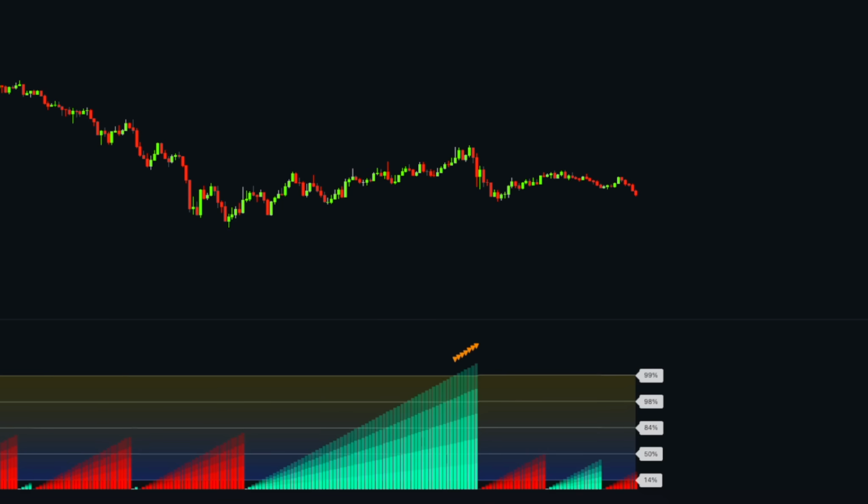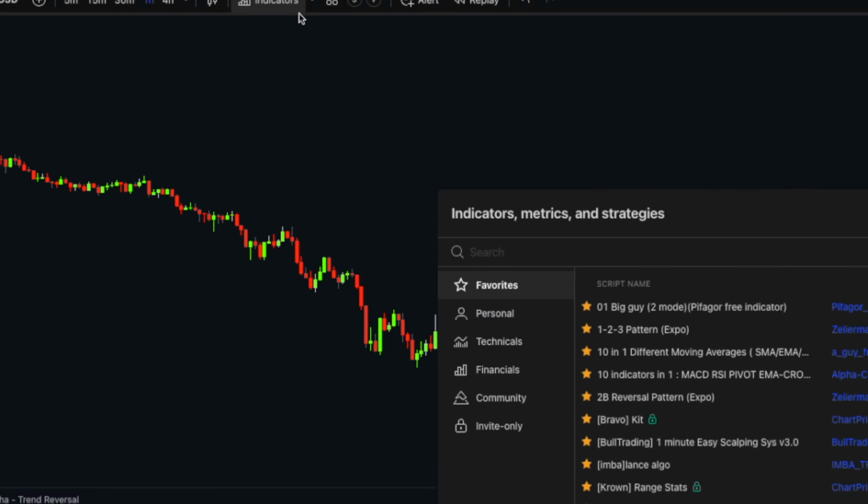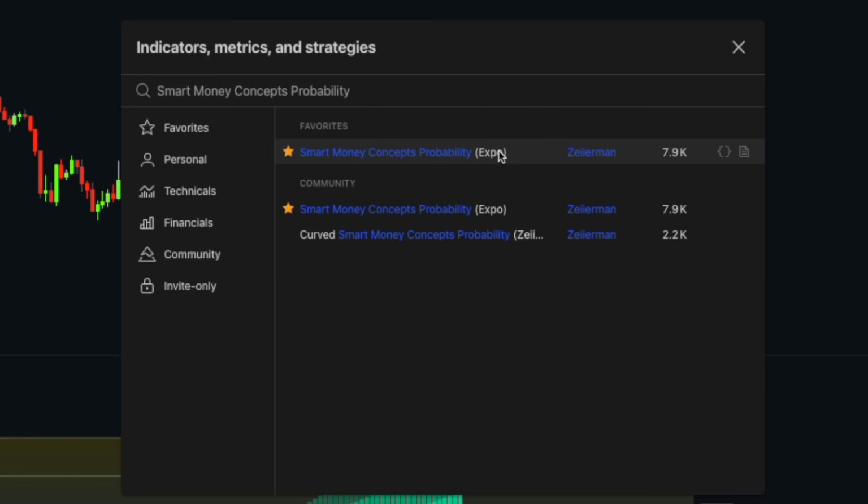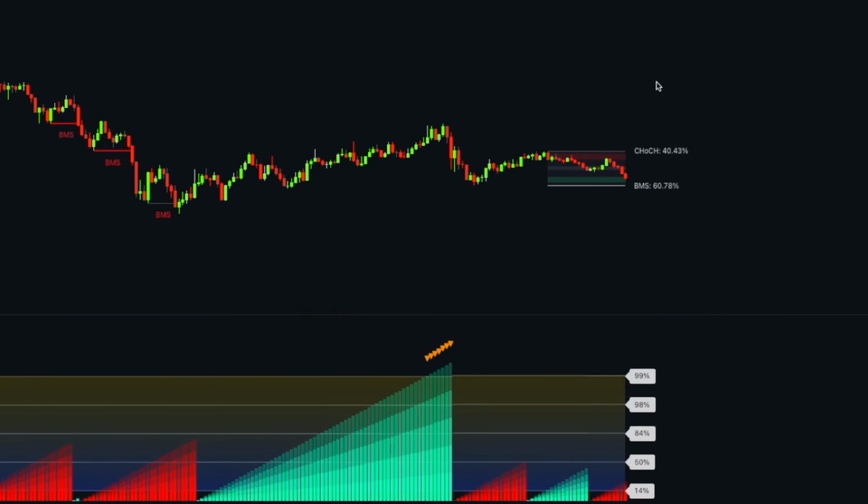Now let me show you my secret strategy that wins almost every single time. Listen carefully and follow every single step, otherwise it won't work. First, open the indicators and search for smart money concepts probability, and add this tool to the chart. Keep the settings as default.